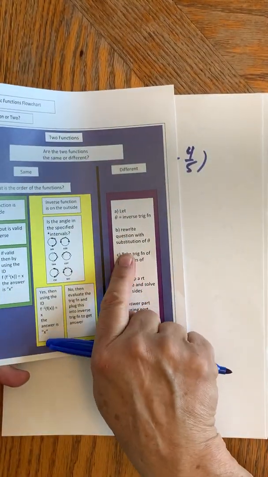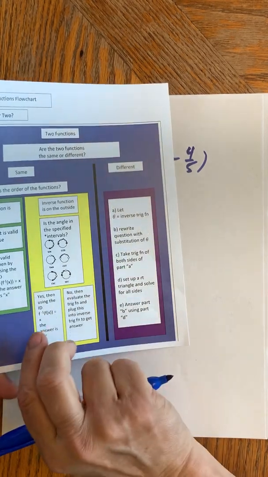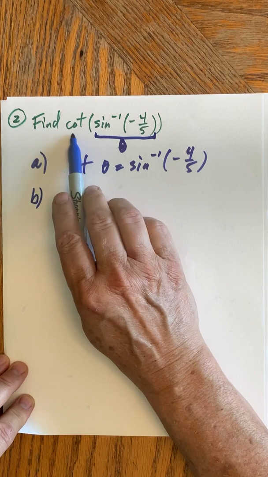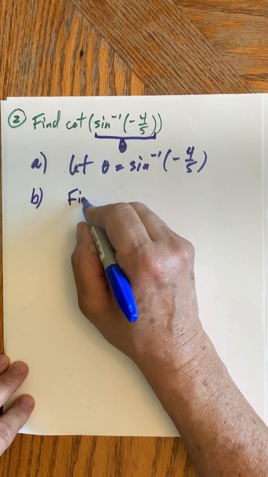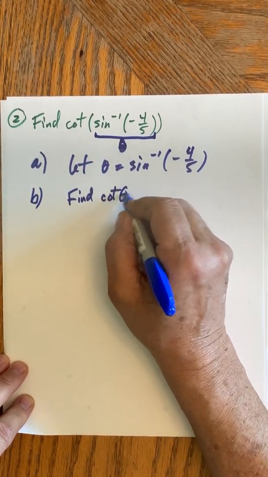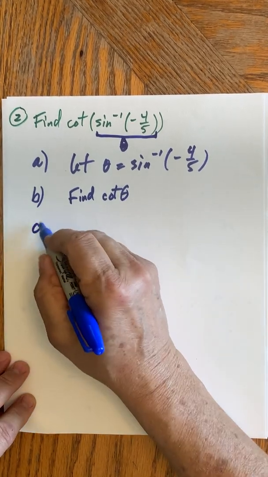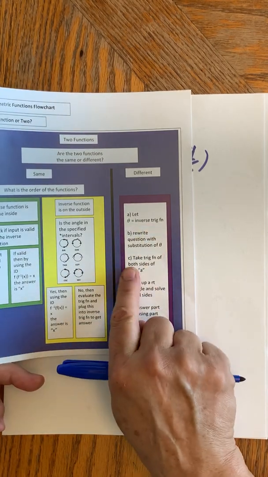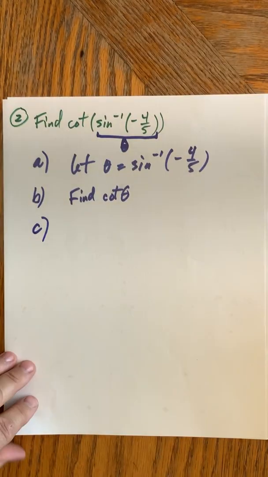I now rewrite the question with the substitution that I just made, because that's really going to tell me what I'm trying to find, what I'm being asked. So this is really cotangent of theta. So they're asking me to find cotangent of theta. All right. So now part C, I work with my definition that I let theta be the inverse trig function, and I take the trig function of both sides of that.